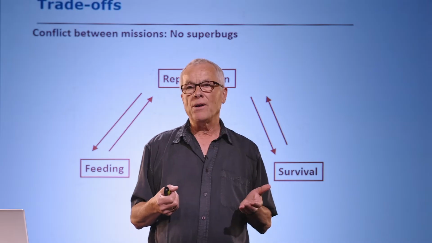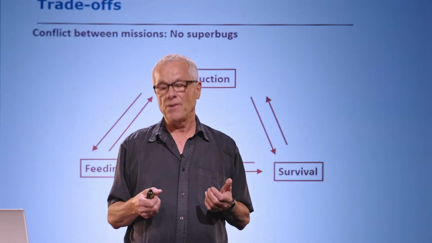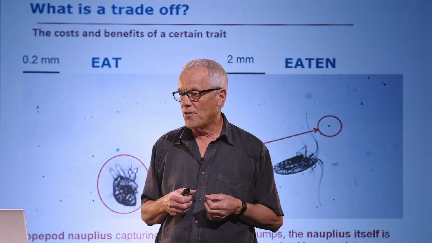An organism that is searching for food, for example, at the same time exposes itself to an elevated predation risk. And similarly, an organism that searches for a mate will run an elevated risk of running into a predator. Consider this example here.